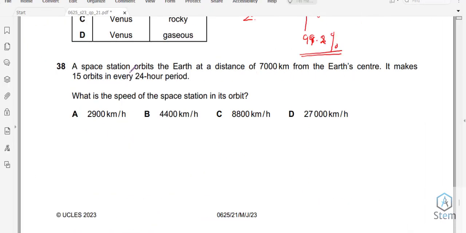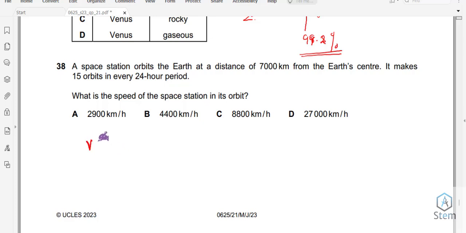Number 38. A space station orbits the Earth at a distance of 7,000 kilometers from the Earth's center. It makes 15 orbits in every 24-hour period. What is the speed of the space station in its orbit?